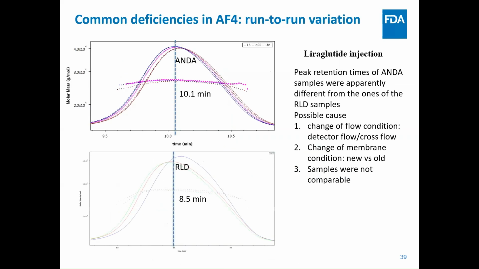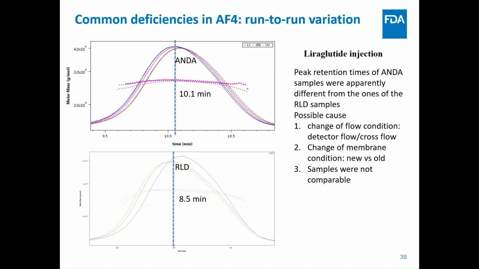So the second deficiency we have seen in the application is the run-to-run variation. As you can see here, the sponsor compared the molar mass distribution of their product with the RLD. For the ANDA product, we see some run-to-run variation and some slight difference in the molar mass. This type of variation is not uncommon and is in general acceptable.